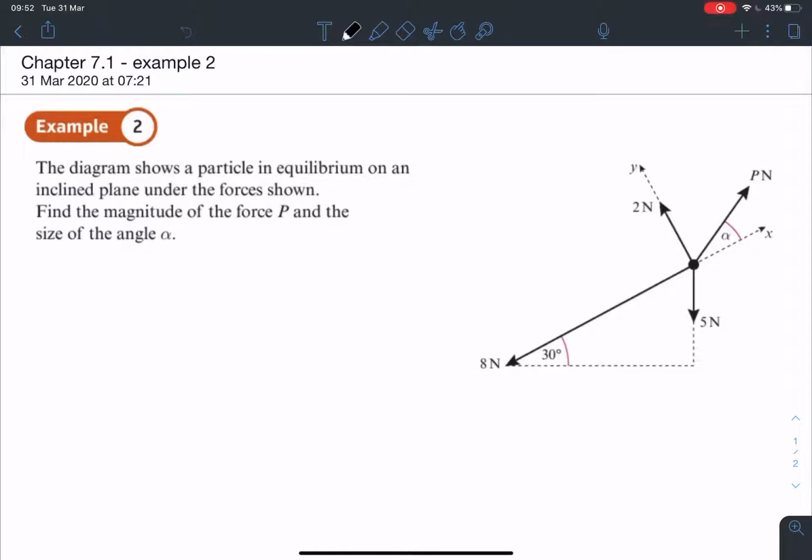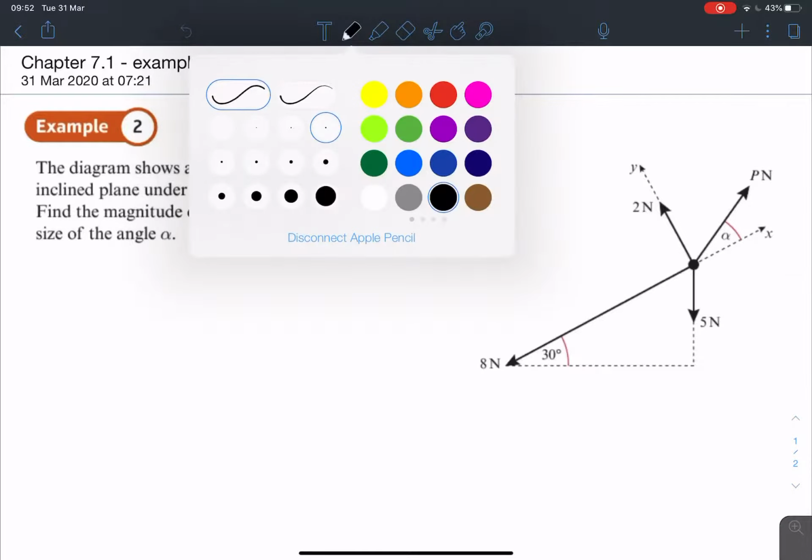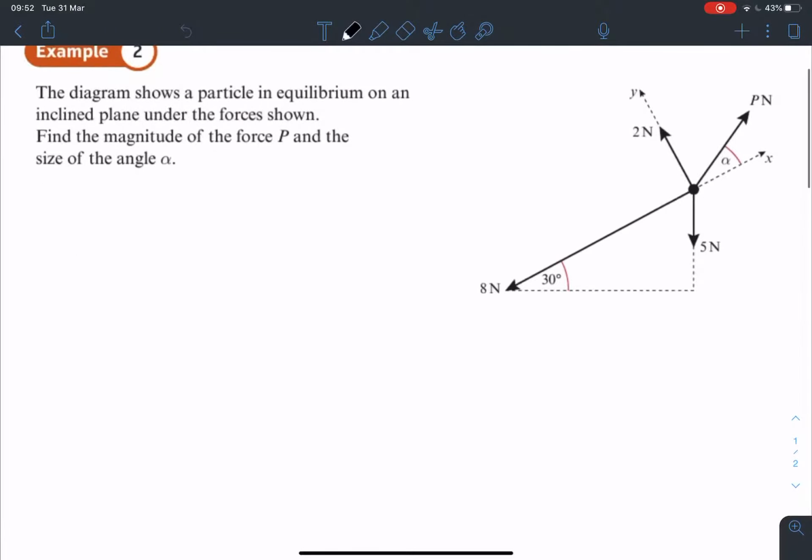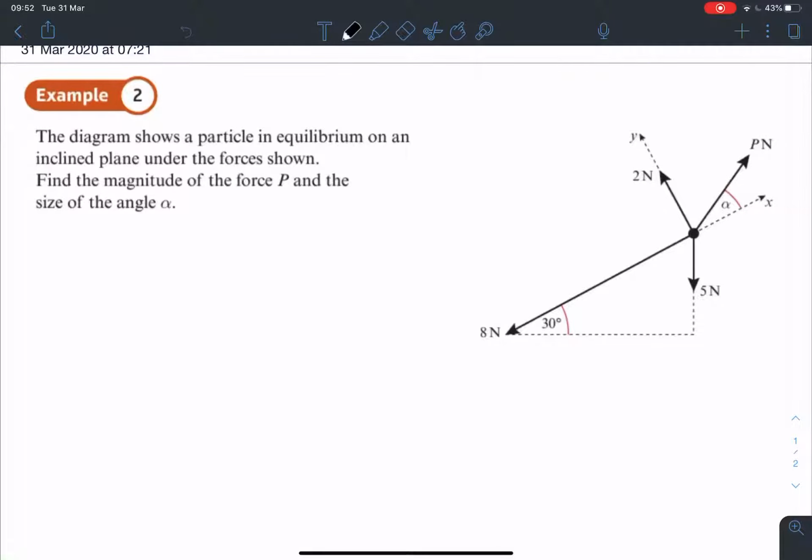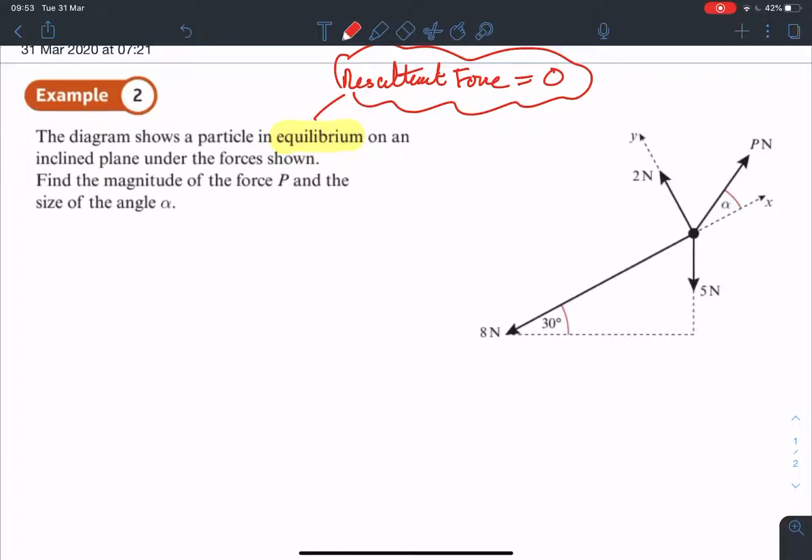Okay, so here we are with the second example, connected with this little exercise here. And again, the key thing is, let's begin by reading the question. The diagram shows a particle in equilibrium. So remember, that's the key fact attached to that. What would that be? Nick, can you remember that? Yeah, okay, that must be: in equilibrium, the resultant force in any direction is equal to 0. That's the key thing that we have to remember.